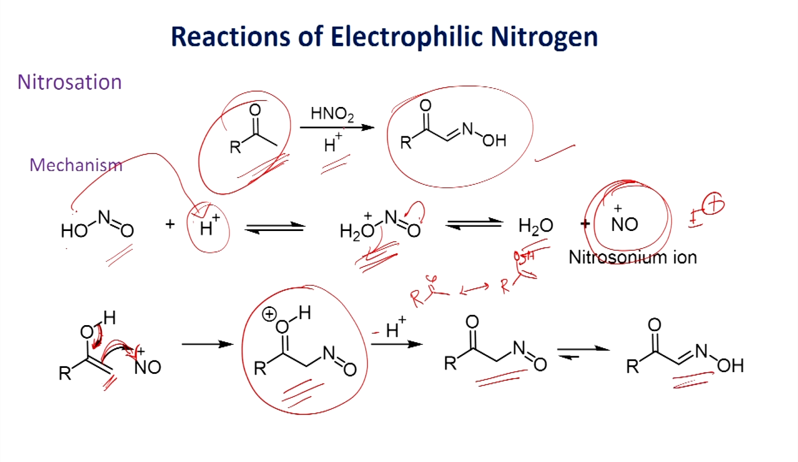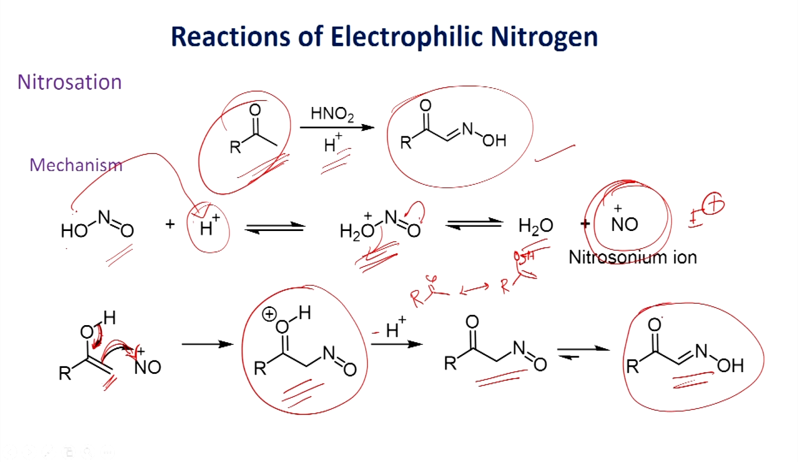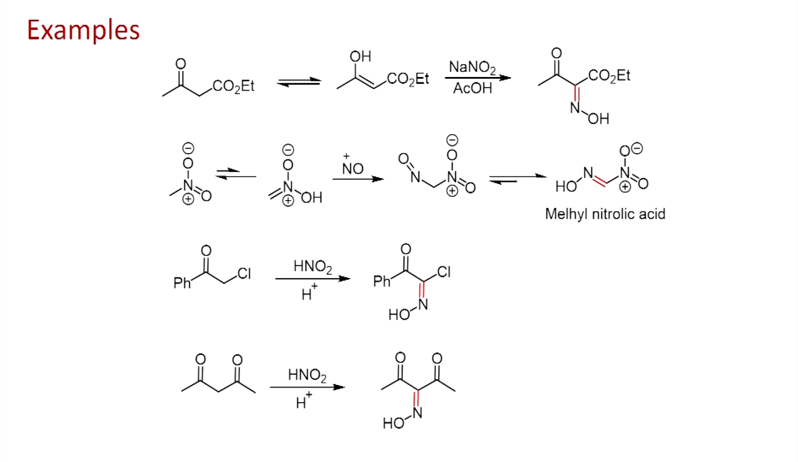Therefore, HNO2 in acidic medium can readily react with enols, and you can get the addition product. What you do here is make a new carbon nitrogen bond between this carbon and the nitrogen of this nitrosonium ion. So, in this reaction, as I mentioned just now, this acts as electrophile, this acts as nucleophile. Some more examples are given in this slide.